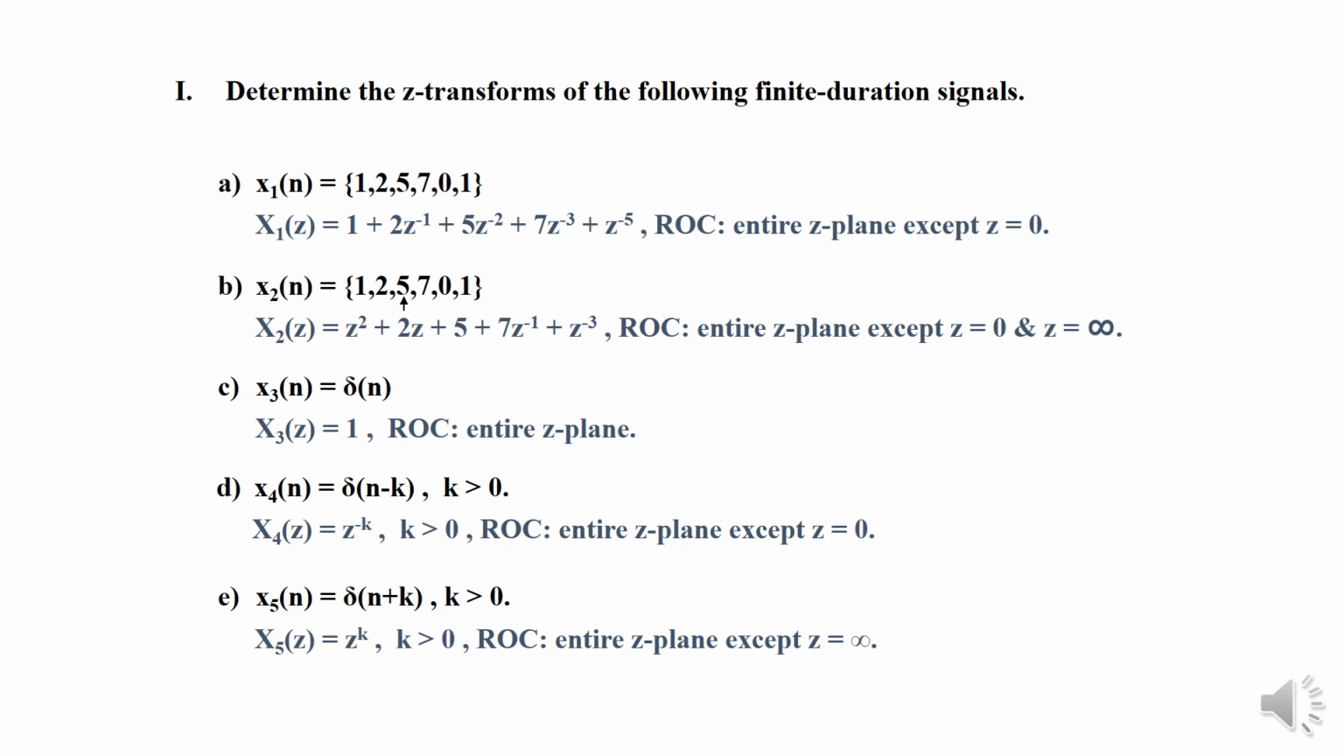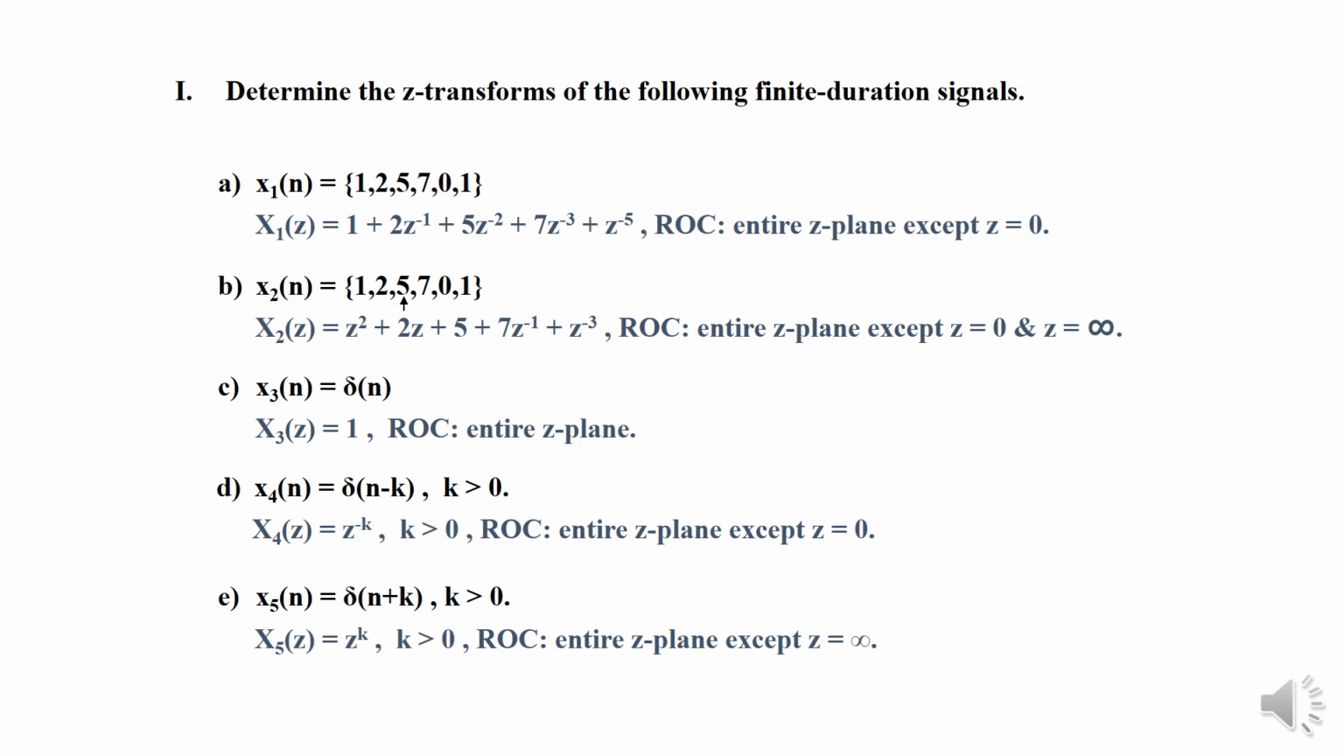Then the other one, z equals infinity. Substitute z equals infinity into x2z. What will happen is z squared and 2z will be infinite. So again, x2z will not converge. That means the value will not be less than infinite; it will be infinite. So therefore, except z equals 0 and z equals infinity, we have the ROC, right? So this is easy when we are explaining it with an example. Then go to part C, x3n equals delta n, right?